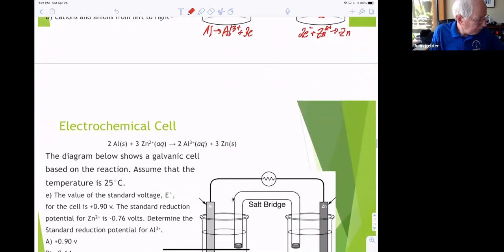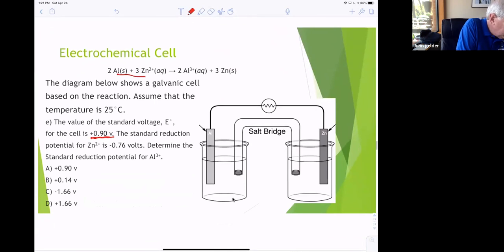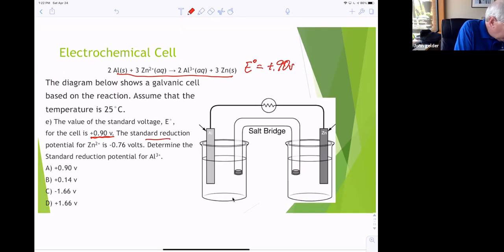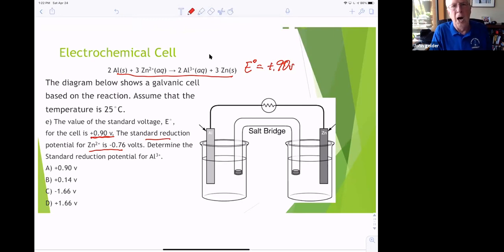So there's our electrochemical cell. And now what I'd like to know is, if the standard cell potential for this reaction is plus 0.9 volts, and the standard reduction potential for zinc ions is minus 0.76 volts, can you determine the standard reduction potential for aluminum ion, 3 electrons plus aluminum ion going to aluminum?